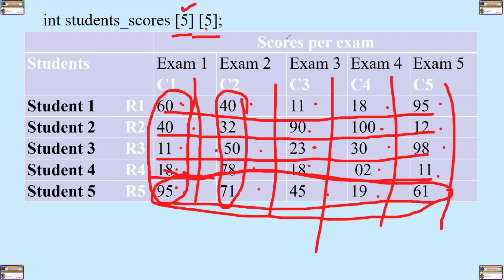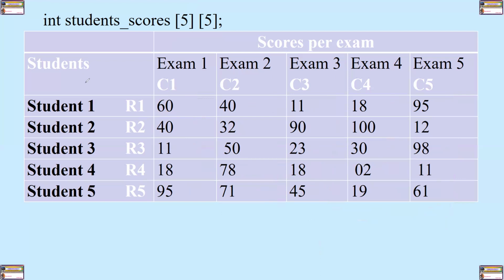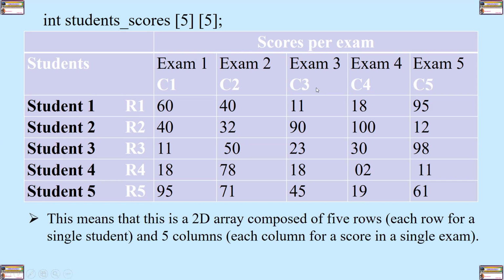So enclose 5 in square brackets for the second dimension. So that's how we come up with the declaration. That's how you declare your variable if it's 2-dimensional or 3 dimensions or more.